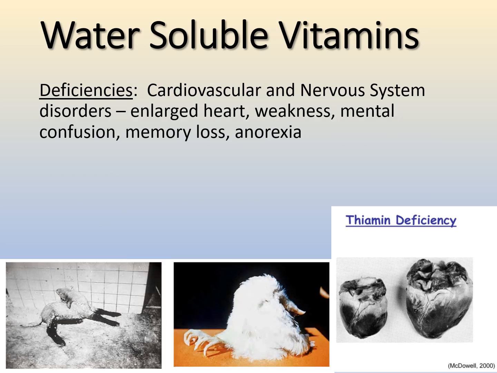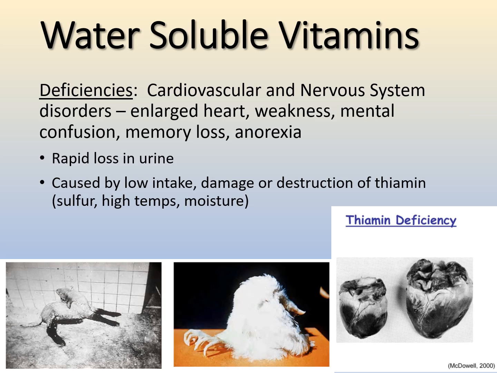So we do see some deficiencies in these guys, some classic signs in certain animals. But a big one is either cardiovascular or nervous system disorders. So you can see enlarged hearts, weakness, and some neurological signs like mental confusion, memory loss, anorexia. But again, we should get it in a lot of our foodstuffs, so deficiencies should be fairly rare.